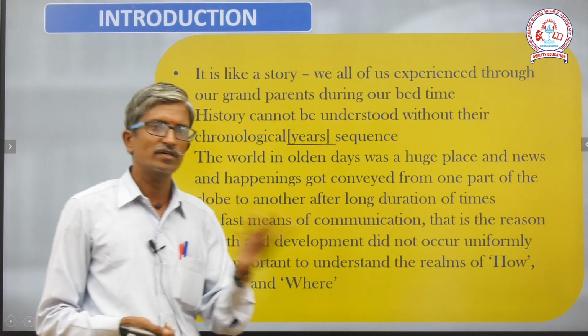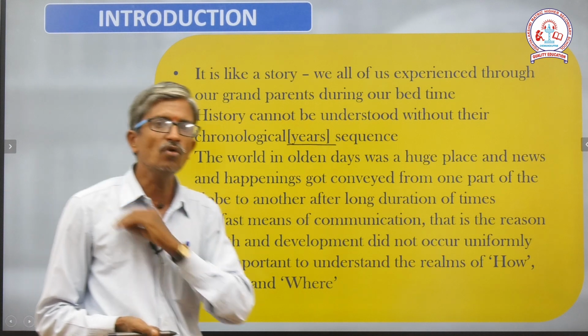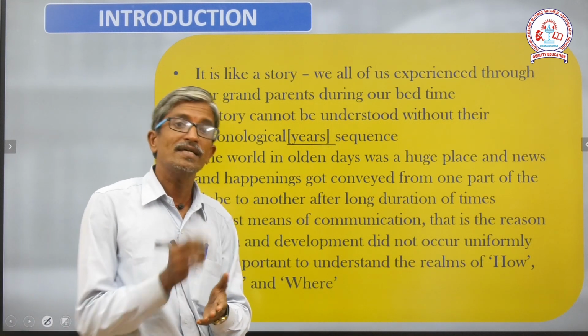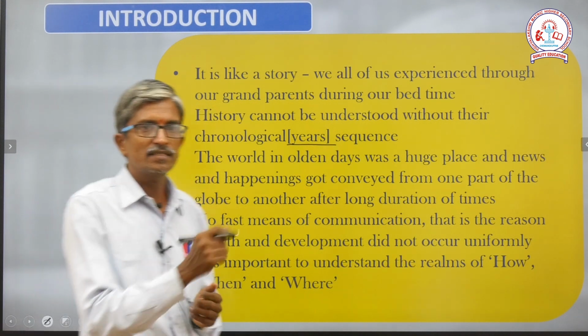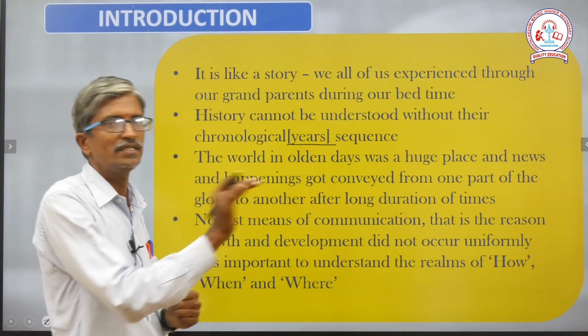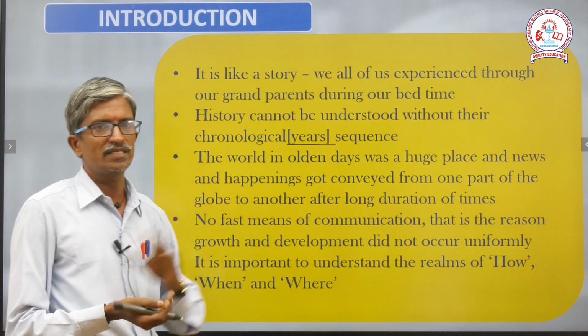So history can be divided into two types, prehistory and modern history. Prehistory means no written record is available. Wherever written records are available, from there only history gets started. So it is arranged in the form of chronology. Chronological means year sequence. That is why we feel some difficulty to understand.